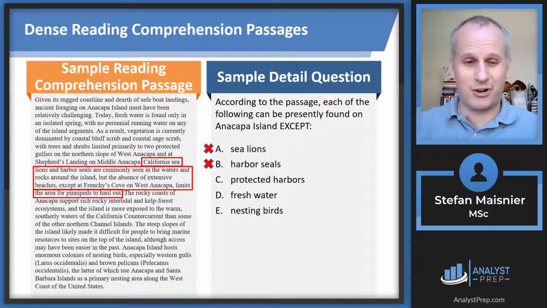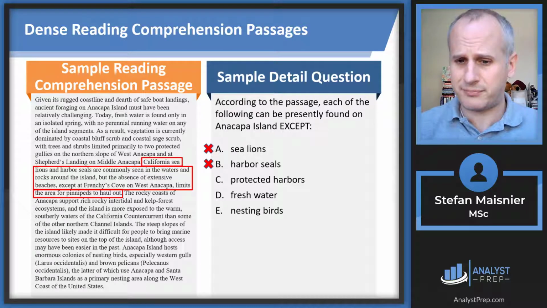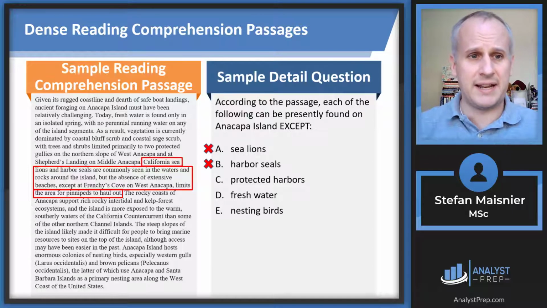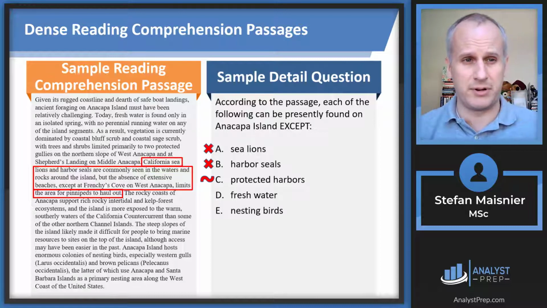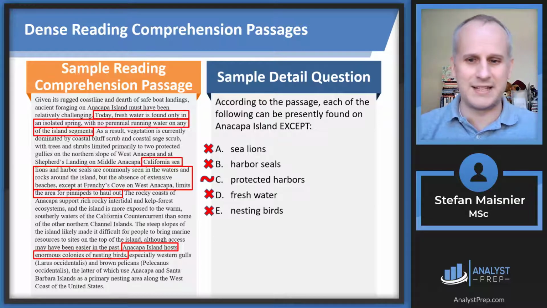So that's all right there in that sentence. Now, protected harbors, you may say, I don't recall that, and you wouldn't be wrong. So that wasn't in our passage map from before, so we'll just use a little squiggle there and say we're going to hold that. We don't remember it, and it wasn't in our map. Now, freshwater, right up there. Freshwater is found only in an isolated spring, but that means that it's there, so that's eliminated. And then the nesting birds, we remember that down towards the end, and we've got those gulls and pelicans.